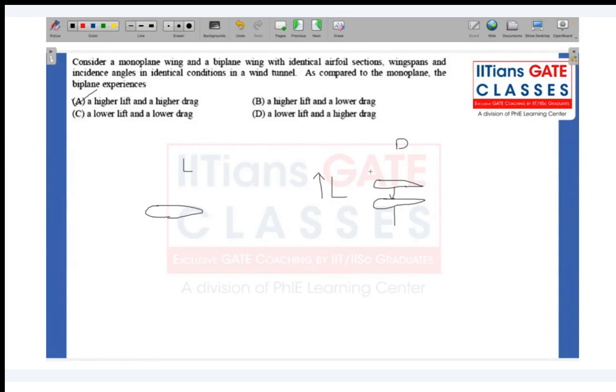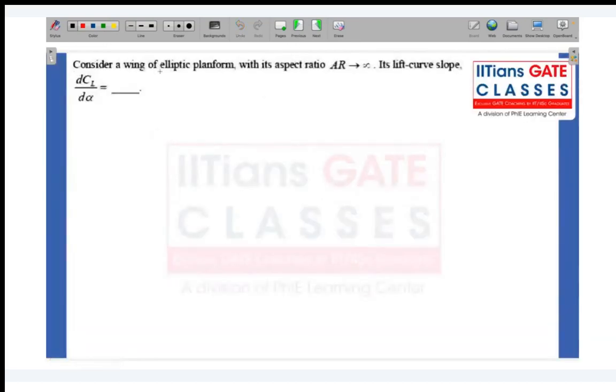Consider a wing of elliptical planform with aspect ratio infinity. Its lift curve slope dCl by d alpha is... So they're asking: you have a wing which is elliptical in shape and its aspect ratio is infinite. What is the dCl by d alpha for this entire wing configuration?